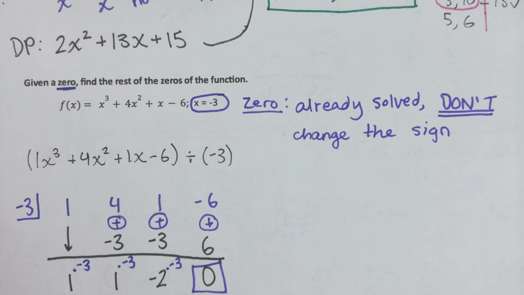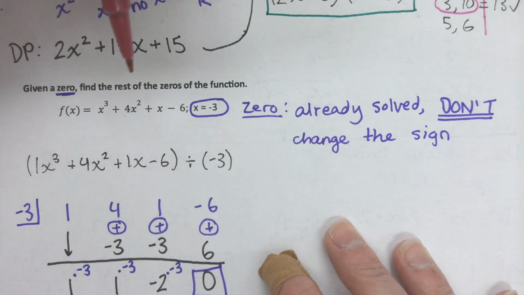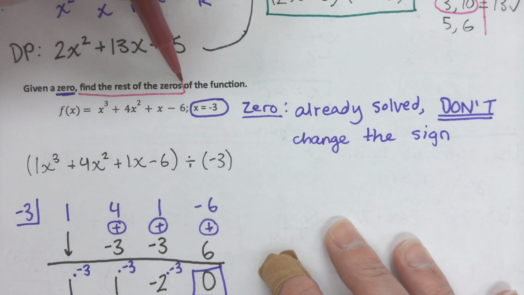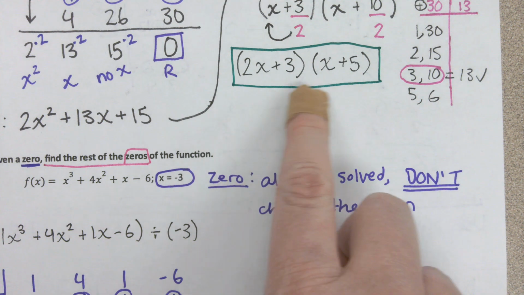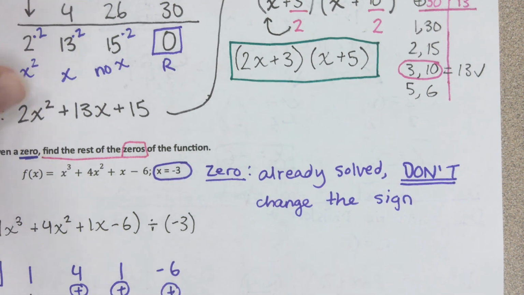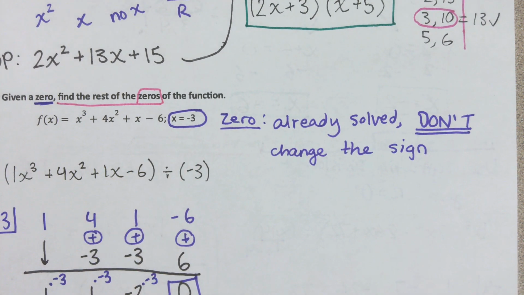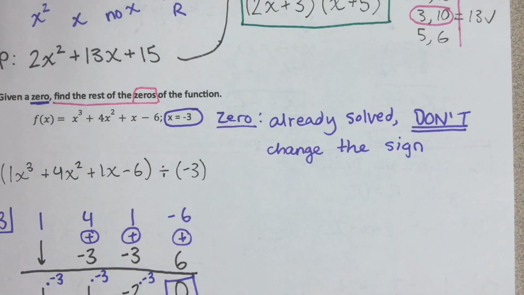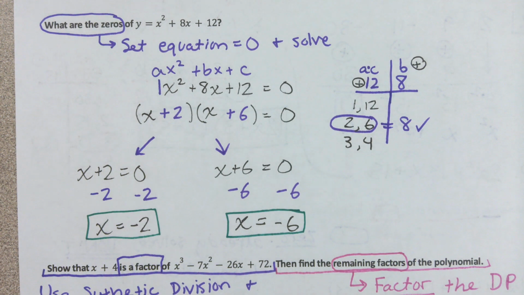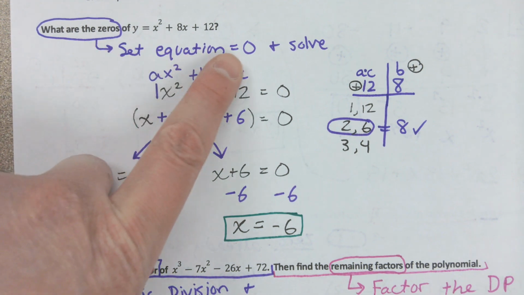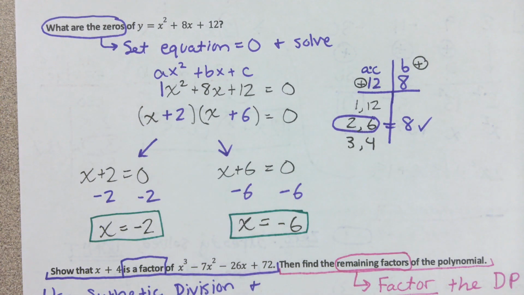The next set of directions are different. Find the rest of the zeros. Zeros being the important word here. The previous two problems, what we found were factors written in the factored form. We want zeros, which are just the numbers. X equals whatever the number is. This is what we did on the front side with just the equation. We're going to do this exact same process here. When it says zeros, you set it equal to 0 and solve.